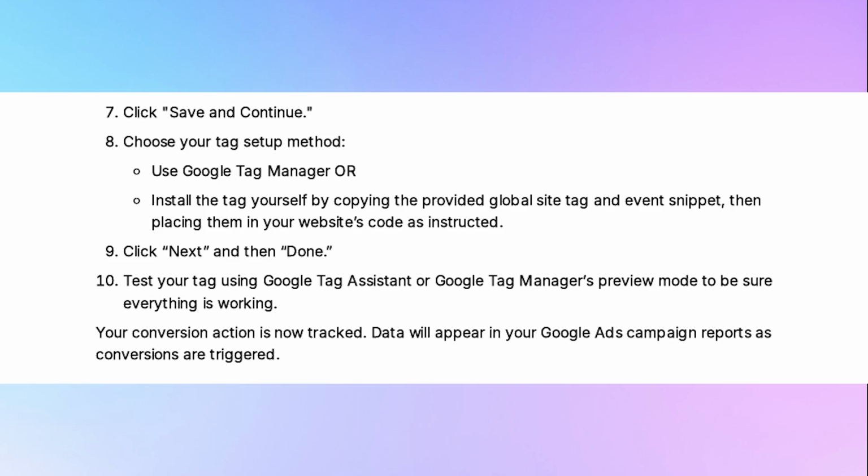Then test your tag using Google Tag Assistant or Google Tag Manager's preview mode to be sure everything is working. And your conversion action is now tracked. Data will appear in your Google Ads campaign report as conversions are triggered.